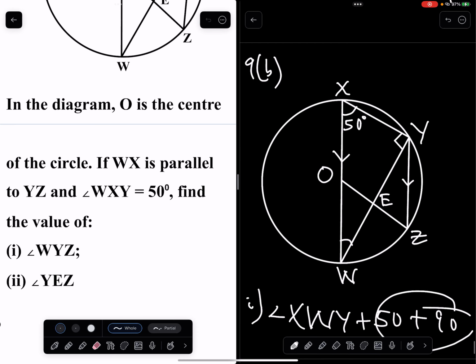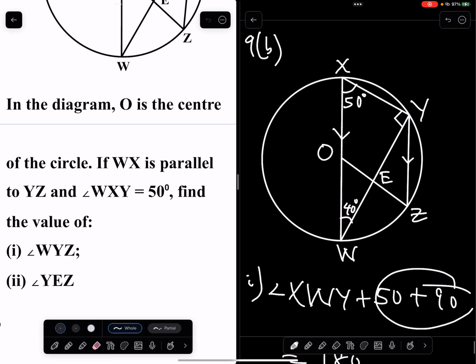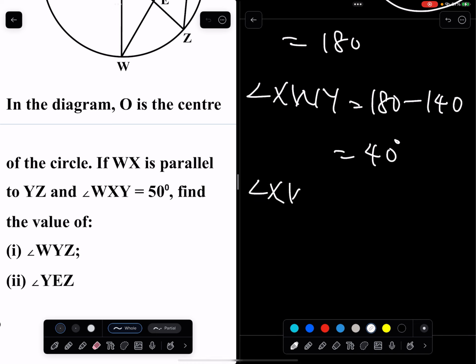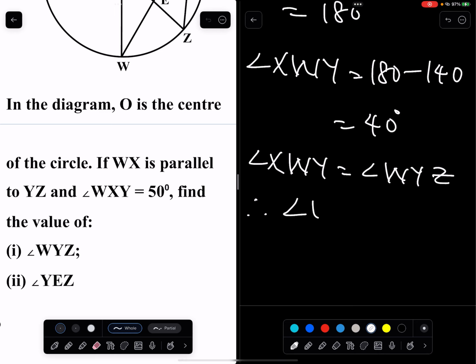That's 40 degrees. Now, if this angle is 40 degrees, I can see that angle WYZ, which is what we are supposed to find, this angle, is going to be the same as angle XWY. And what's the reason? Because they are both alternate angles. So angle XWY is equal to angle WYZ, and the reason is because they are alternate angles. So therefore, angle WYZ is also equal to 40 degrees.